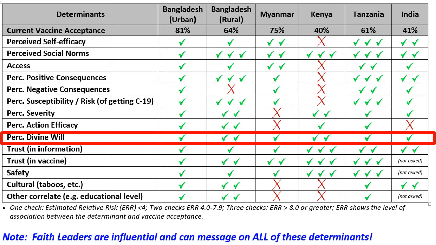In countries where we find non-acceptors are more likely to have low perceived susceptibility, faith leaders can talk with their congregations about how anyone can get COVID-19, and we all need to take precautions. Using Luke 13:4, where Jesus talks about the Tower of Siloam tragedy, for example, could come in useful for that.